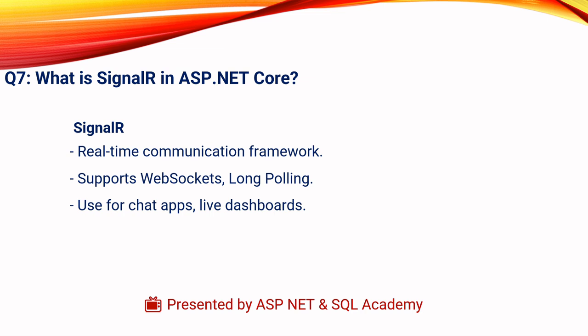SignalR is a library in ASP.NET Core for real-time web communication. It abstracts transport technologies like WebSockets and is great for apps like chat systems or live monitoring.